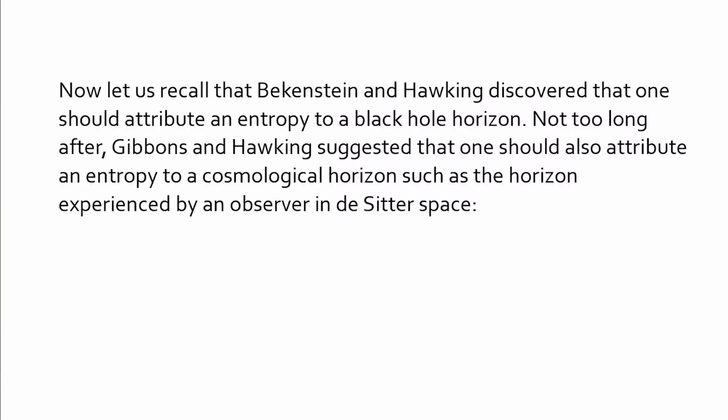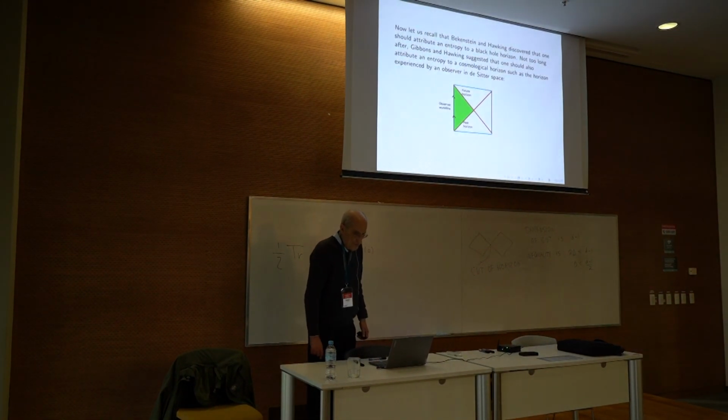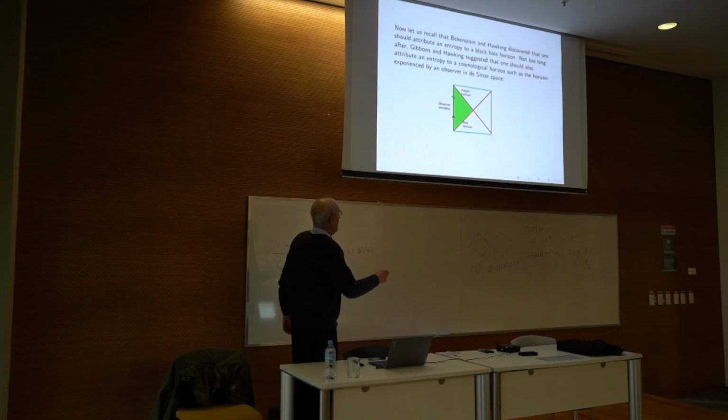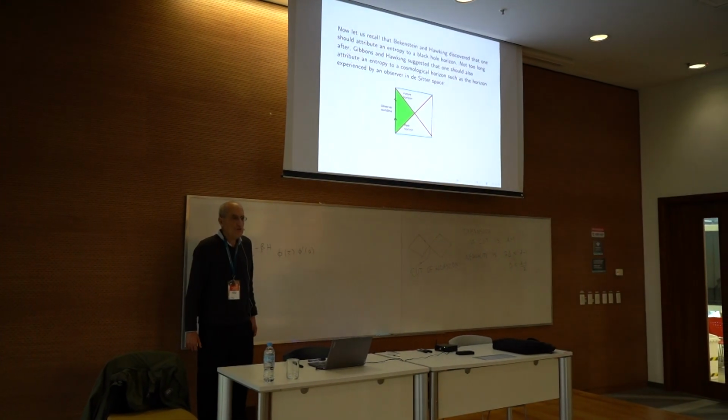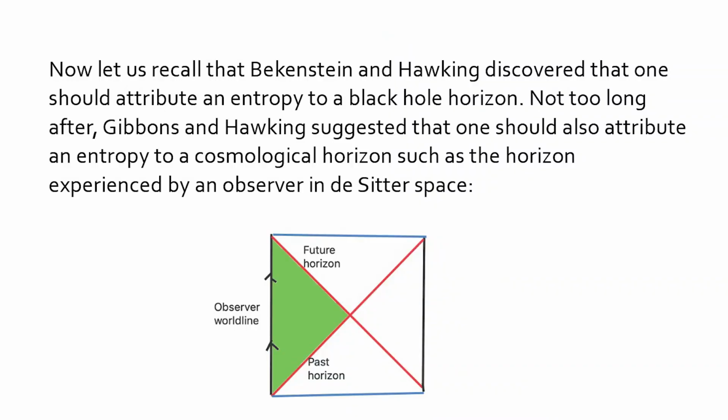Now, let's recall that Bekenstein and Hawking discovered that one should attribute an entropy to a black hole horizon, and not long after, Gibbons and Hawking suggested that one should also attribute an entropy to a cosmological horizon, such as the horizon experienced by an observer in de Sitter space, which actually was their main example. So they said that A over 4G, where A is the area of any of these horizons, which in the particular case of de Sitter space are all equal, in some sense was the entropy of de Sitter space, which, in their words, and this is almost a precise quote from the paper, they claimed or conjectured captures the ignorance of the observer about the regions that the observer can't see. That was the interpretation they proposed. Another possible interpretation is that it captures the amount of information the observer could potentially extract about the state.